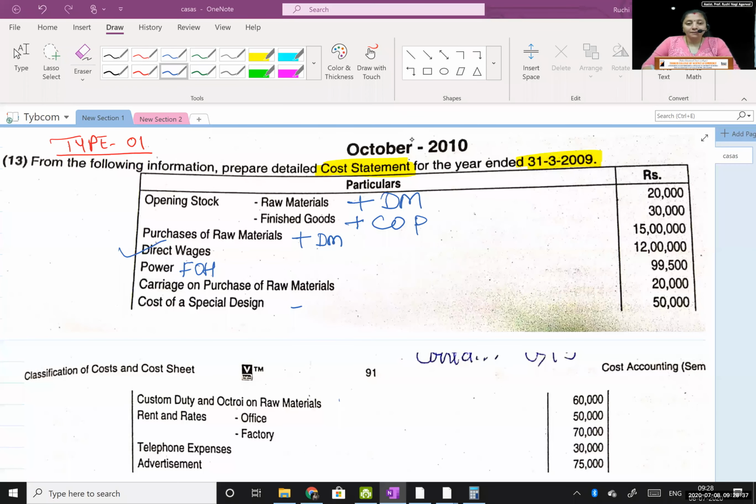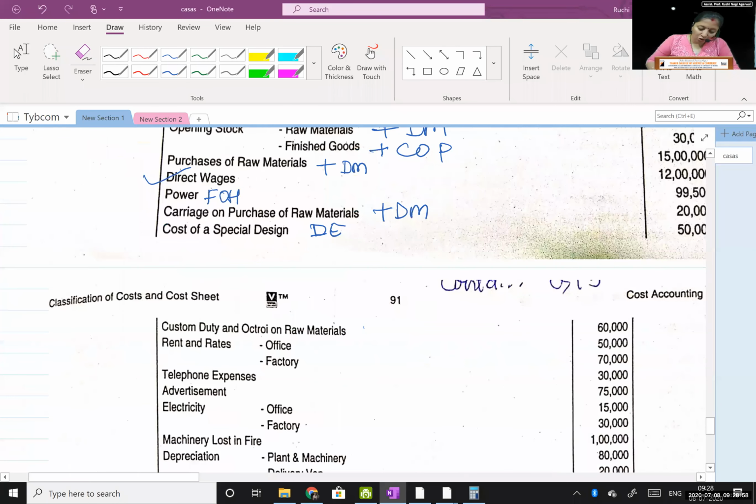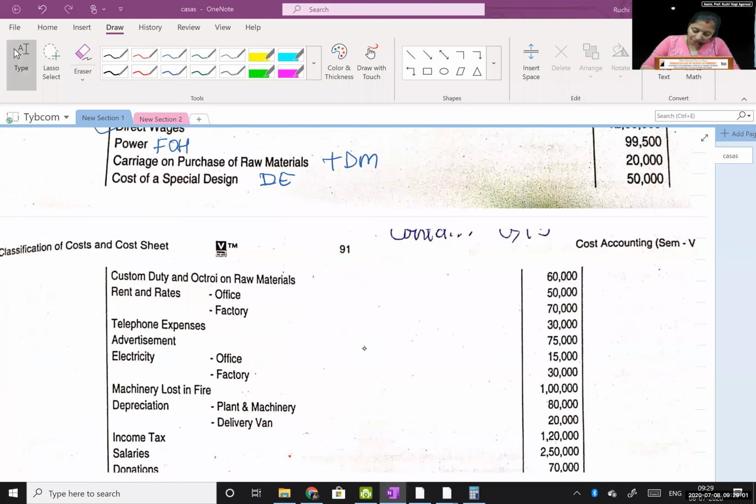Cost of special design. Yeah, very good, Aditi. Direct expense. Next, custom duty and octroi duty on raw material. What to do with this? Very good. Yes. Add to direct material.